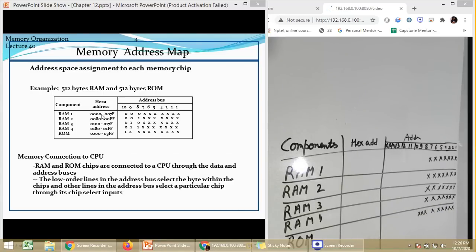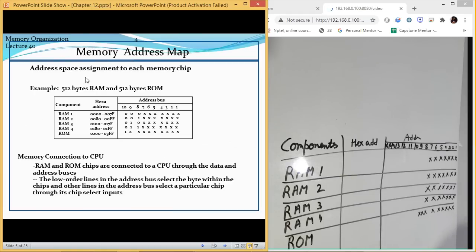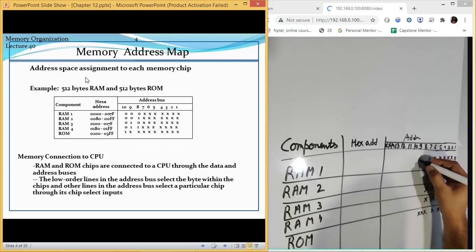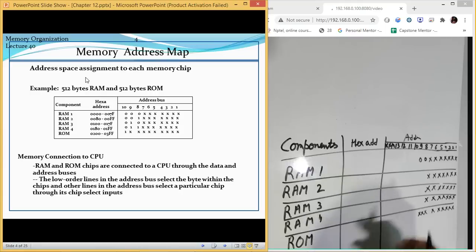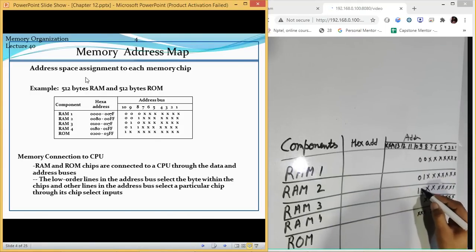Now let us talk about how to select between the RAM chips. We are using a decoder at this place. If you have seen the diagram, we are using a decoder with which our 8th and 9th bits are connected. If both the 8th and 9th bits are 0, then the first RAM chip is going to work. If it is 0 1, second. If it is 1 0, third.